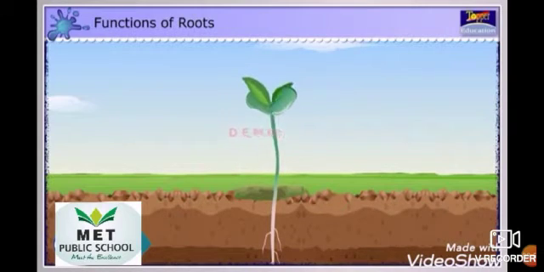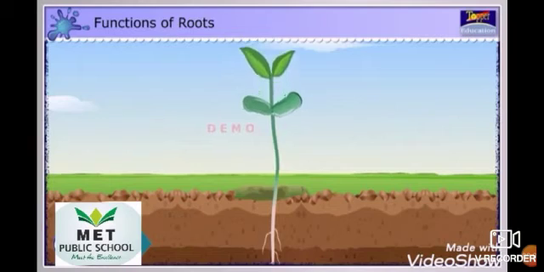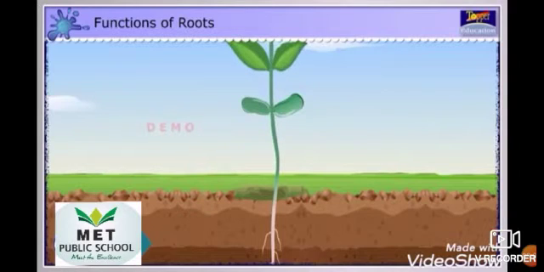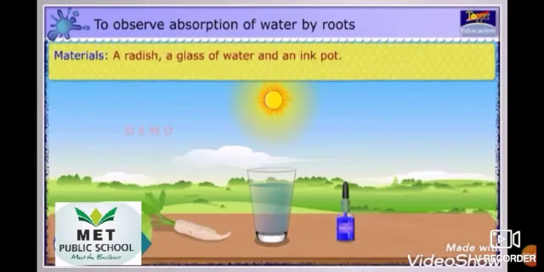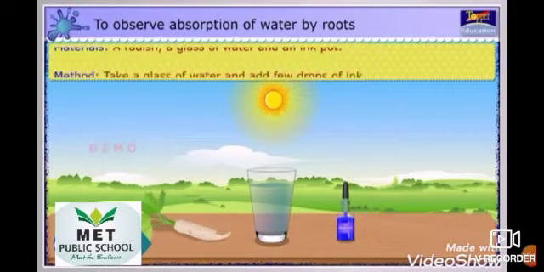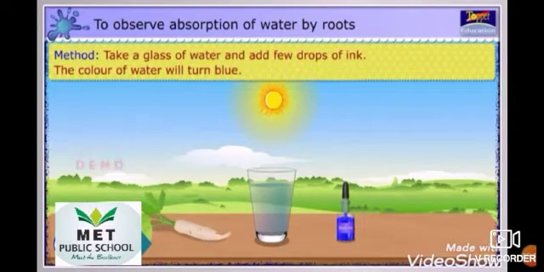See, here is the growing of the plant. How deep the root goes into the earth and how much water and nutrients it absorbs, like that only it will grow. To see the absorption of water by roots, here is a small experiment. Take a glass of water and add a few drops of ink. The color of the water will turn blue.